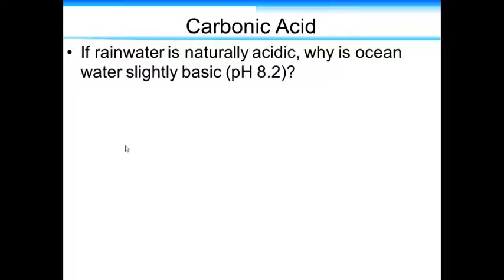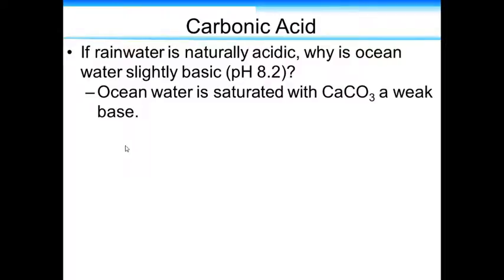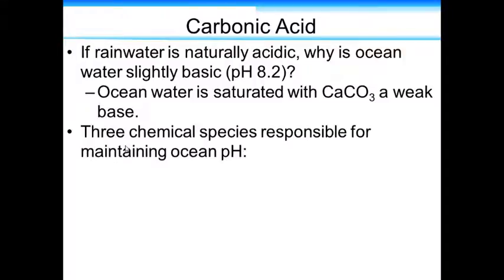What we want to understand is, if rainwater is naturally acidic, even neutral rainwater not influenced by acid rain has a pH of about 6, with neutral water being a pH of 7, why is the ocean water slightly basic with a pH of 8.2? Well, ocean water, or the oceans themselves, are saturated with calcium carbonate. This would have arisen through deposits in the ground.